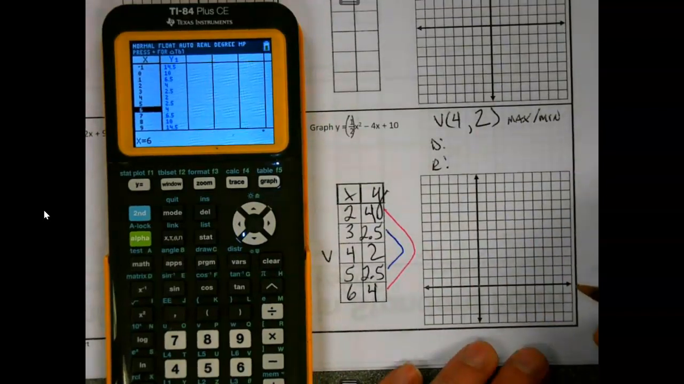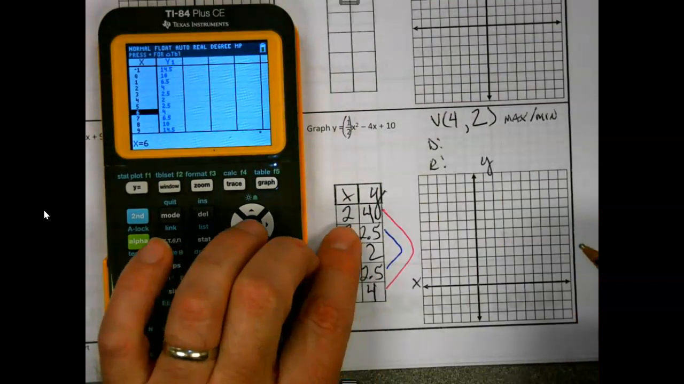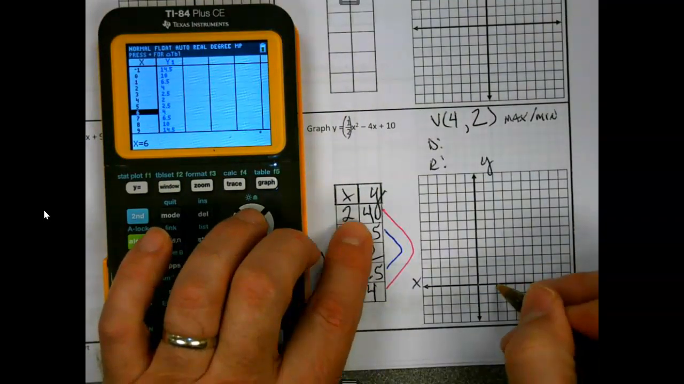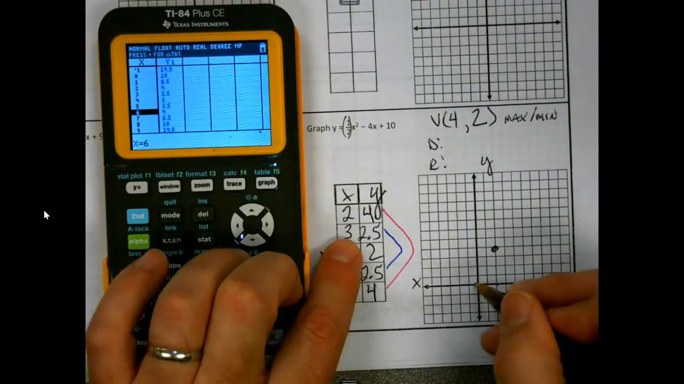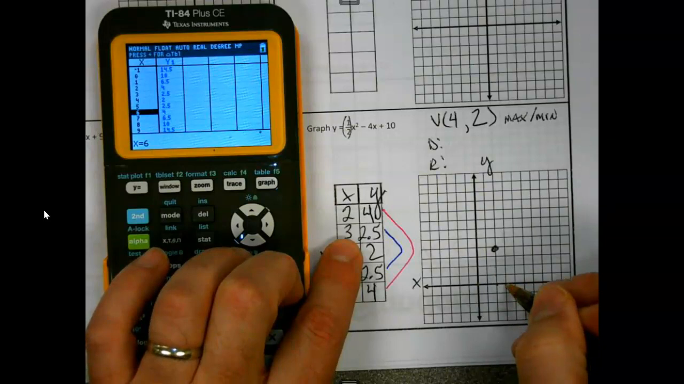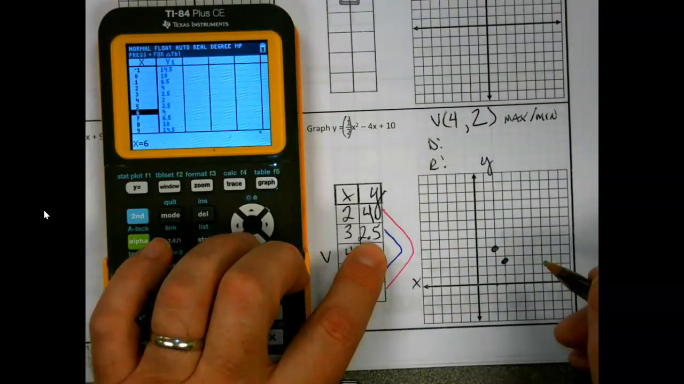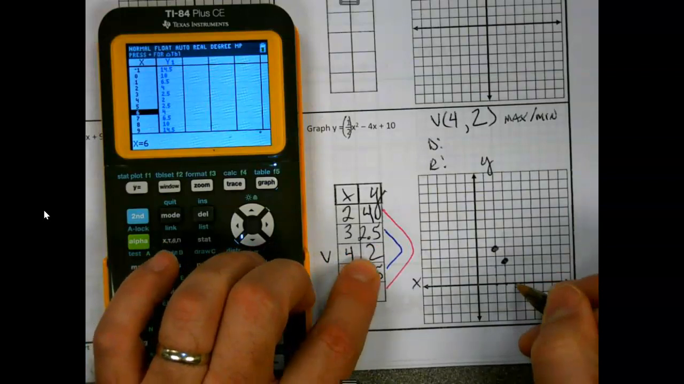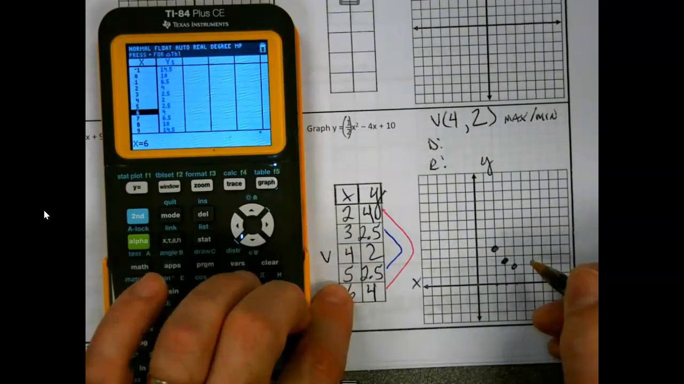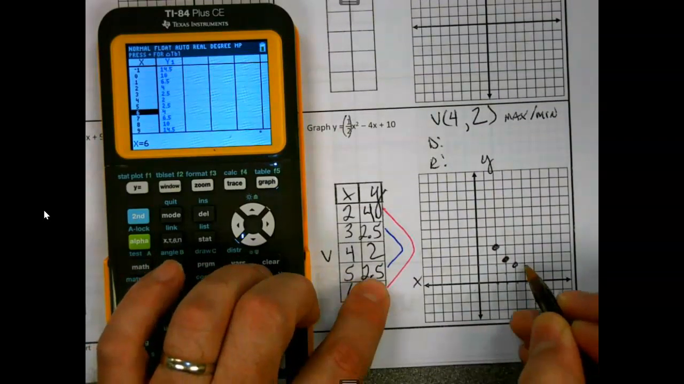And so once we're here, now again, we're just plotting coordinate points. So 2, up 4, right 3. Now this gets interesting. Up 2.5. So up 2 and then just between the next two numbers. Don't have to be perfect. Right 4, up 2. Right 5, 1, 2, 3, 4, 5, up 2.5.